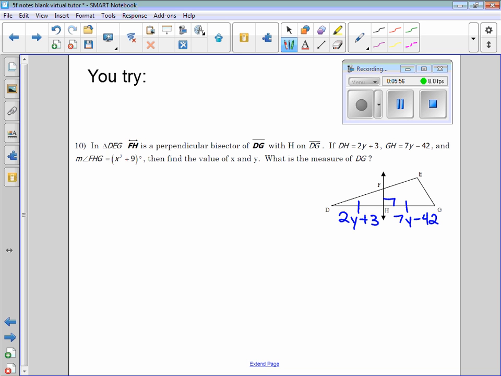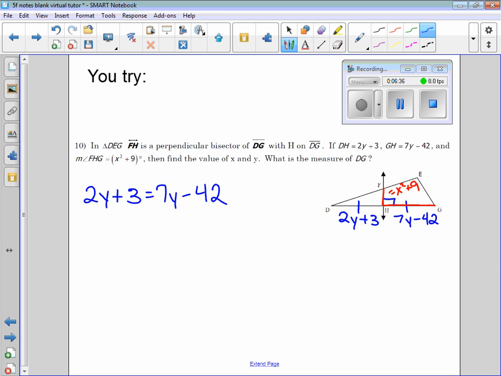And the measure of angle FHG, so if we look at angle FHG and trace it, that's our 90-degree angle. But they're telling me that it is x squared plus 9. They want me to find the value of x and y. So I'm going to start with the sides first. I know that DH is congruent to HG, so I can set 2y plus 3 equal to 7y minus 42.